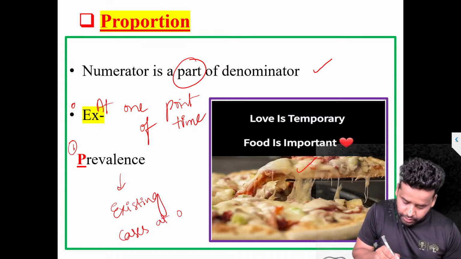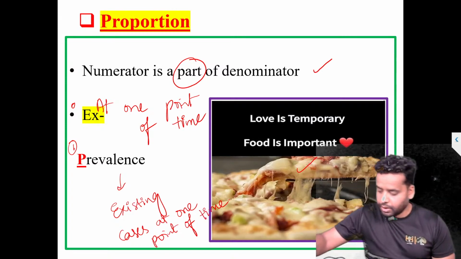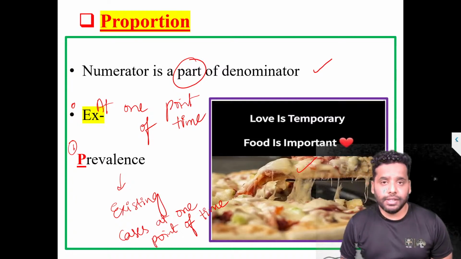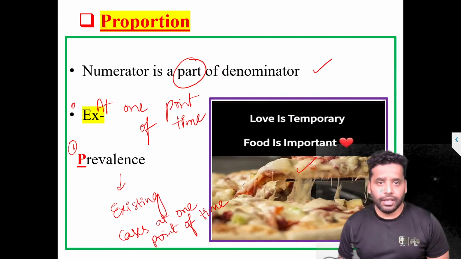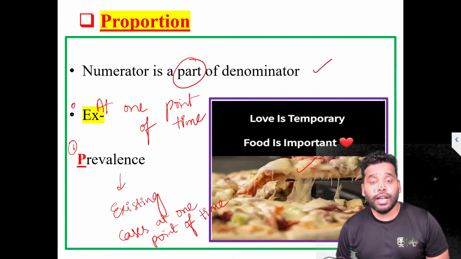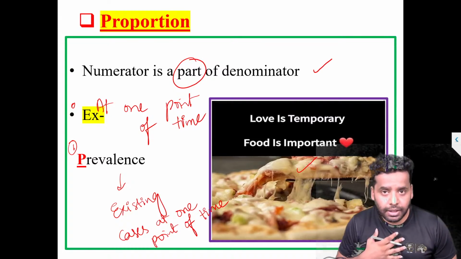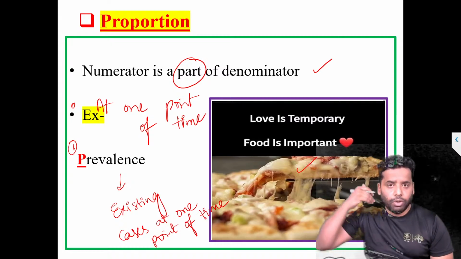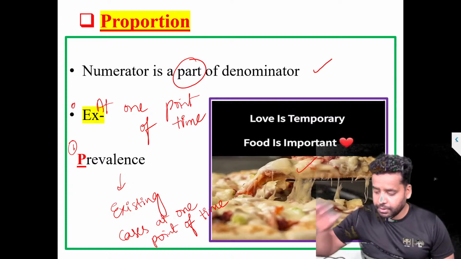Existing cases at one point of time. How many are having disease at one point of time? The English word prevalence means present tense. Incidence means future tense. Very easy English. Incidence means something will happen in the future. Prevalence means what is present with us. What will happen in the future is incidence. What is there with us is prevalence.